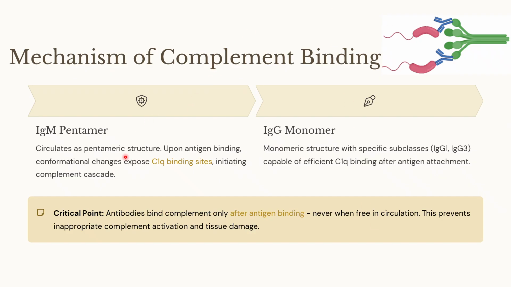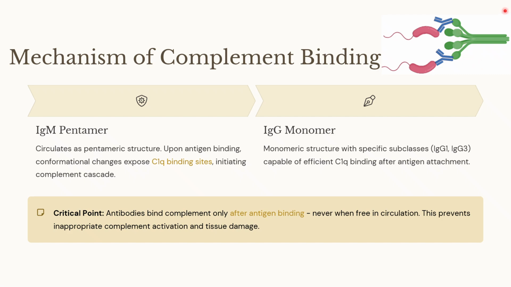The IgM pentamer as well as the IgG monomer have the complement binding property. That is, the complement will bind to the antibodies only when the antibodies are attached to the antigen. Free antibodies do not activate the complement, preventing unnecessary tissue damage.